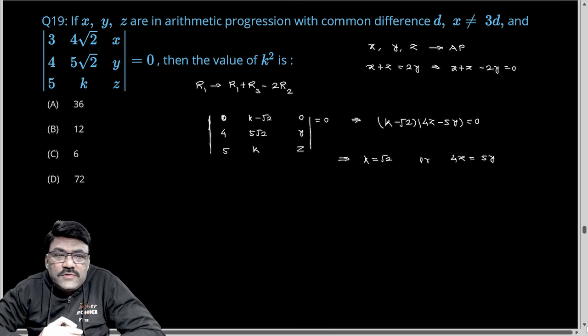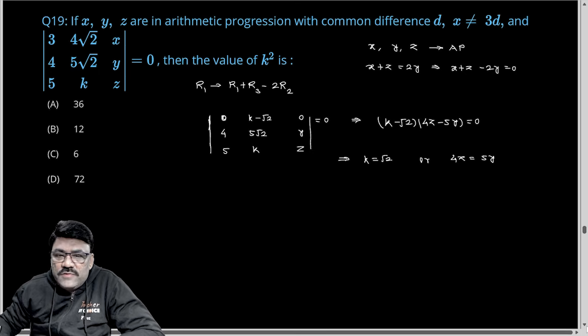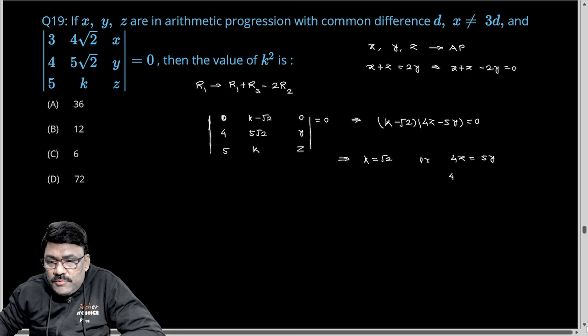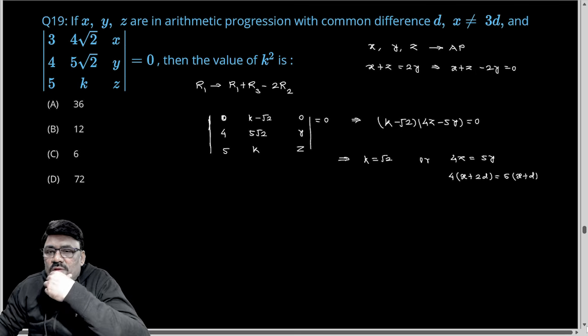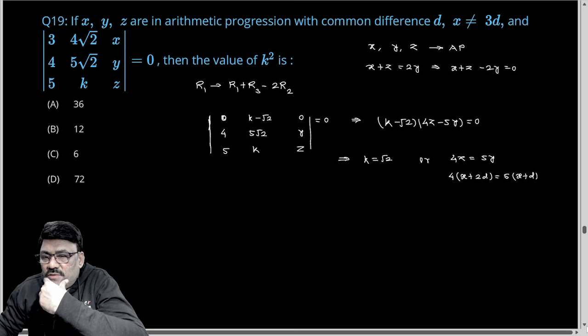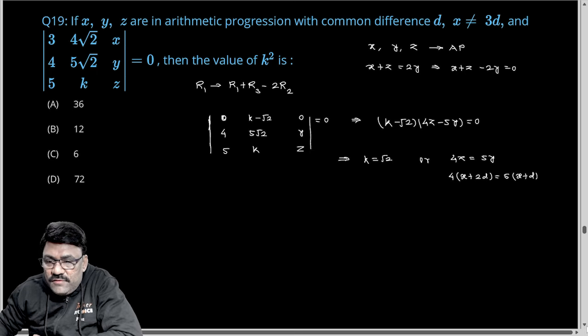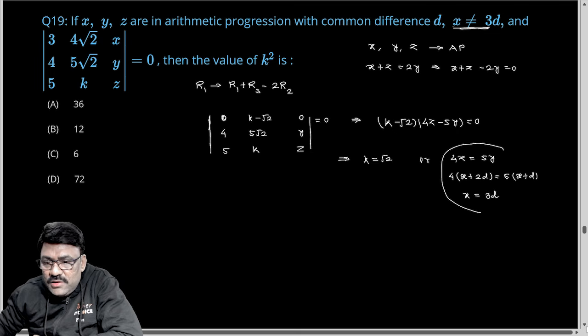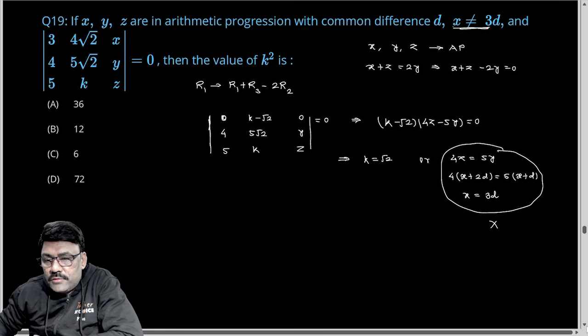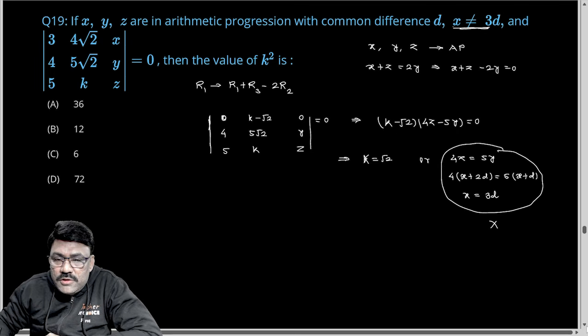Now the common difference of the AP is D here. So Z can be written as X plus 2D and Y can be written as X plus D. First term is X, common difference is D. So this gives you X is equal to 3D. But they have written that X is not 3D. That means this possibility is ruled out. So hence you got K is equal to root 2 only.